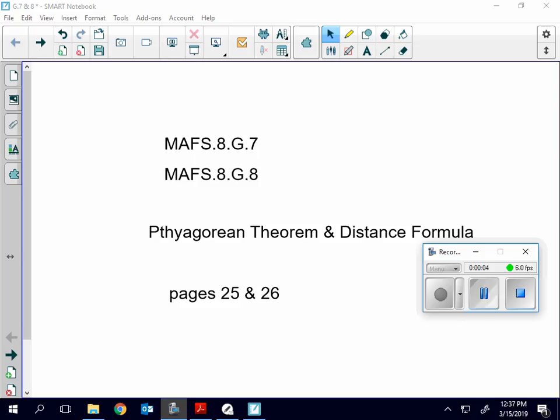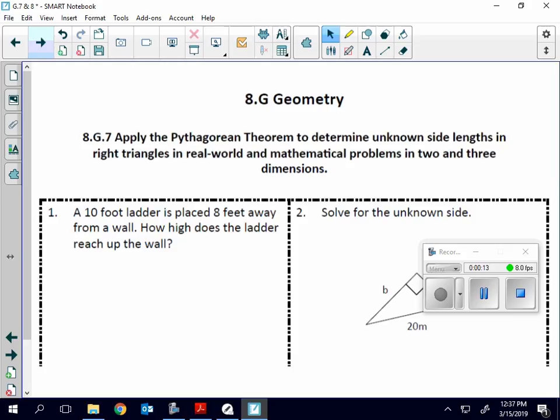Right, we are on G7 and 8. We are working with Pythagorean theorem and the distance formula. We're on page 25.